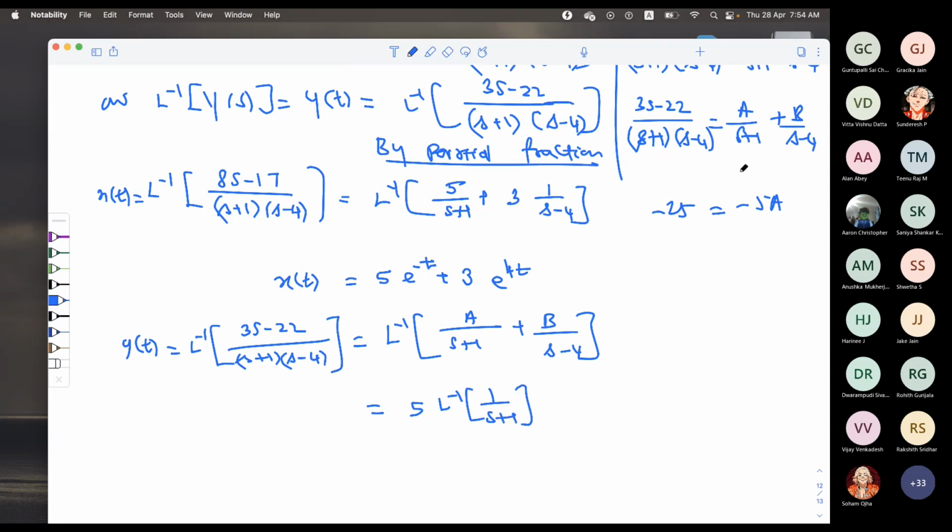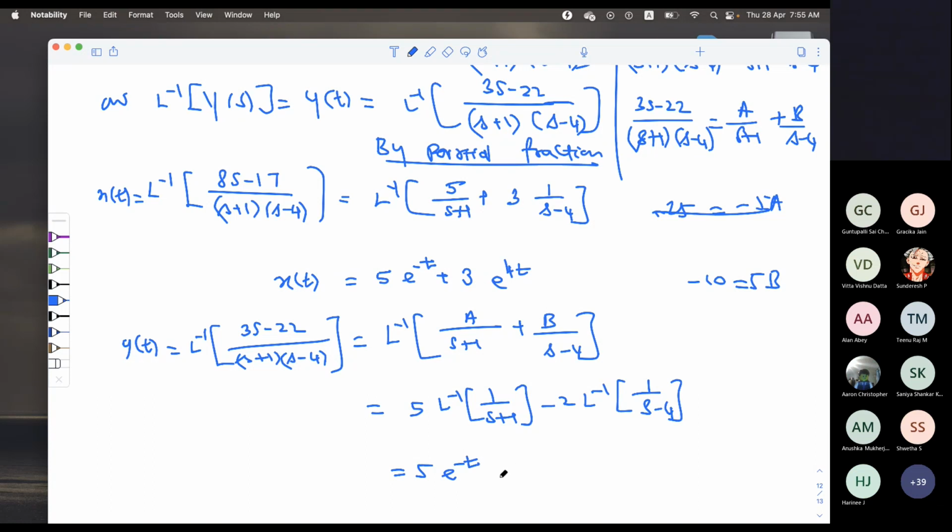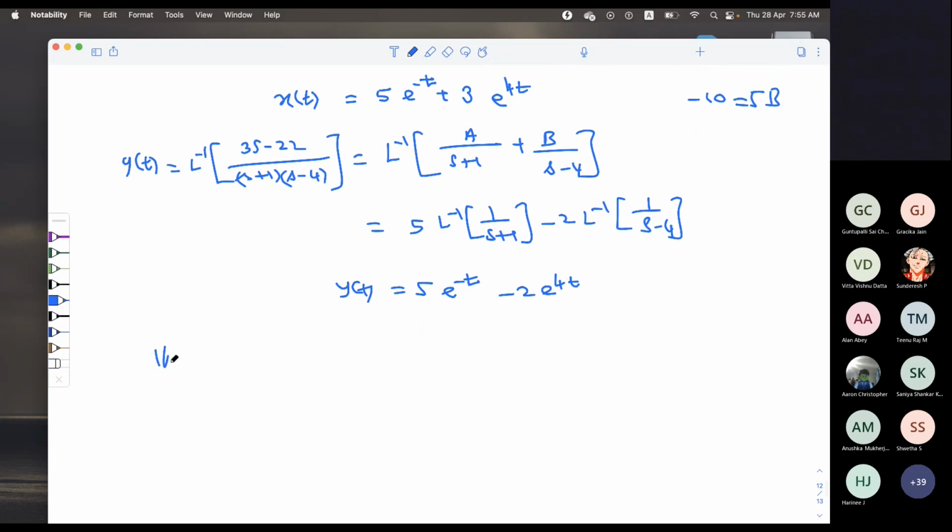I am directly writing. Then when s equals 4, 5b equals, okay, it is minus 10, am I right? So b is minus 2, so minus 2 into L inverse of 1 divided by s minus 4. So 5 into e raised to the power minus t minus 2 into e raised to the power 4t, this is my y of t.